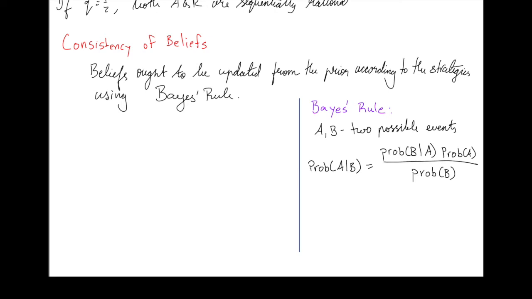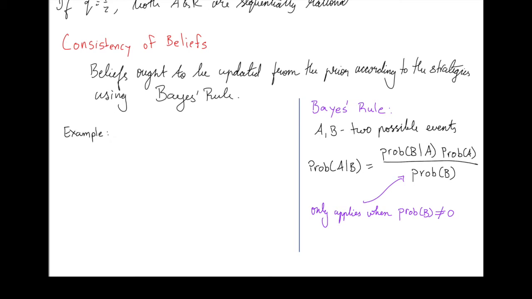So put that in your pocket for now, and we'll use this as we go along. Important to note, this only applies if the probability of B is not 0. If the probability of B is 0, then we've got a divide by 0, which we can't have. Let's come back to our example here.